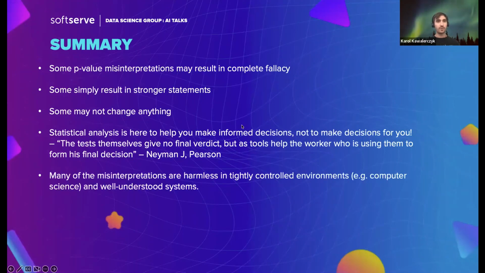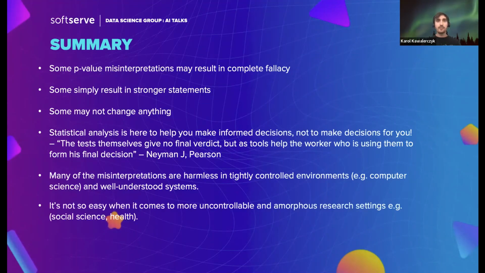Many of the misinterpretations are harmless, just like I said, in tightly controlled environments. And that can happen in computer science. In computer science, we are able to set up a very robust environment, and we are very sure about each assumption that we make. Then we can misinterpret the p-value, and it will still bring the same result, the same understanding of research. But it's not so certain in more uncontrollable environments.